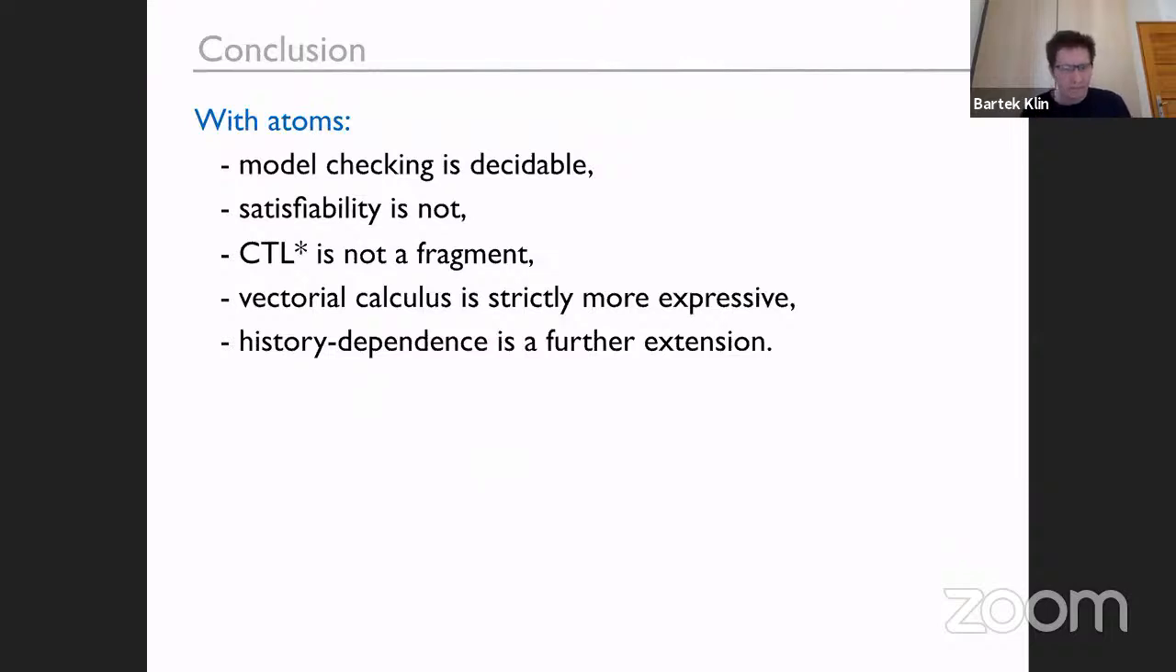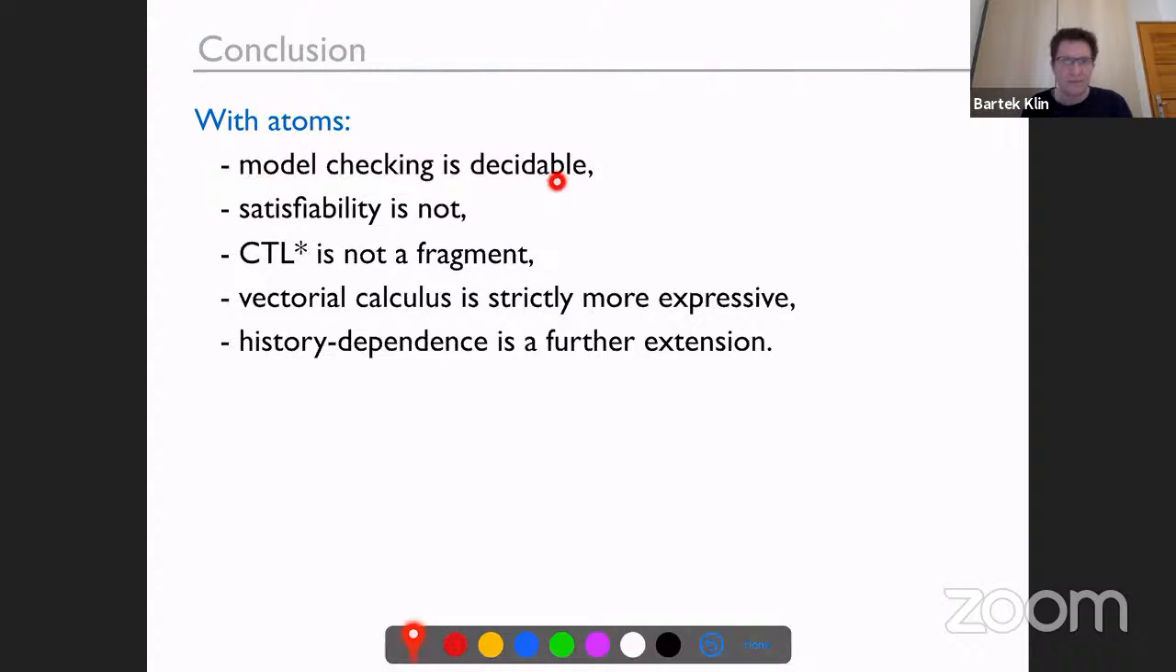So to conclude, we have this extended calculus with atoms. Some good things happen. Model checking is decidable. Some bad things happen. Satisfiability is not, and CTL star is not a fragment. Well, CTL star is to blame, because then even model checking is undecidable. And also complications happen. The vectorial calculus is strictly more expressive, which is a bit frustrating, and it's more difficult to read. And then the history dependence is a further extension, and it's a bit annoying that you need that. Future work.